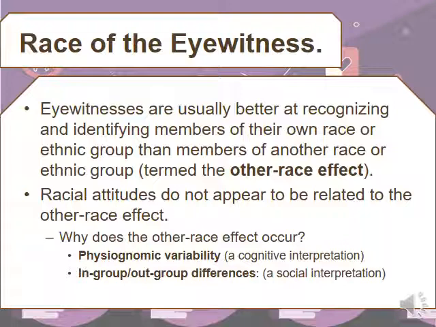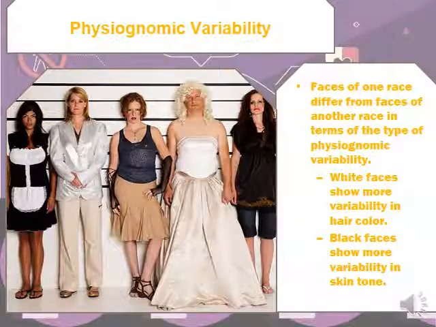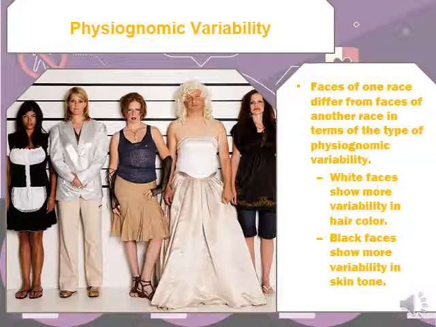You have physiognomic variability, in other words the cognitive interpretation, and you have in-group, out-group differences, in other words the social interpretation. We'll not go so much in depth, we'll glean over the physiognomic variability. Physiognomic variability: faces of one race differ from faces of another race in terms of the type of physiognomic variability. White faces show more variability in hair color.